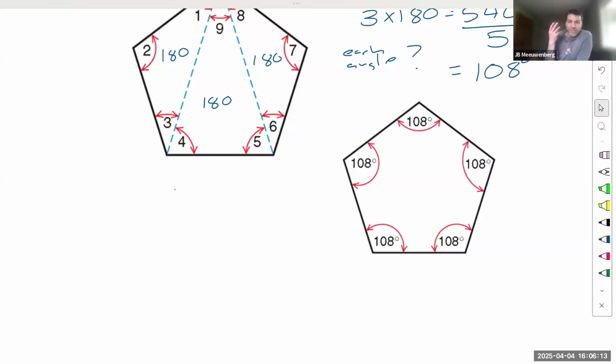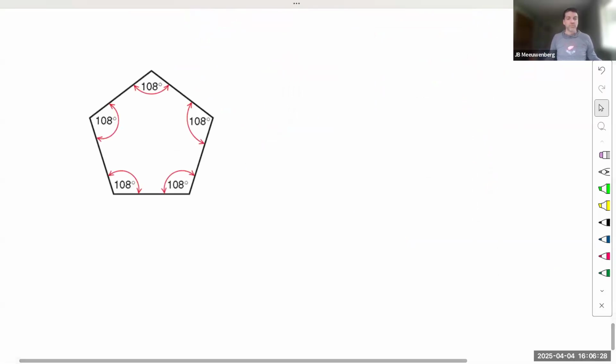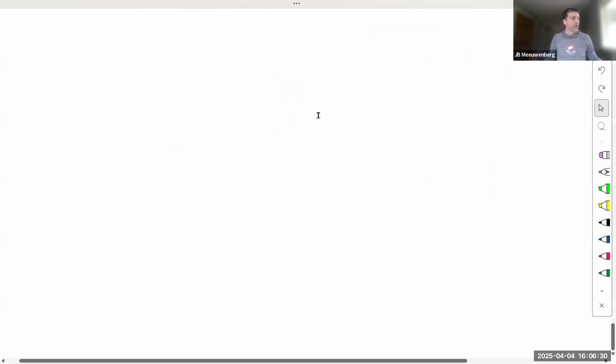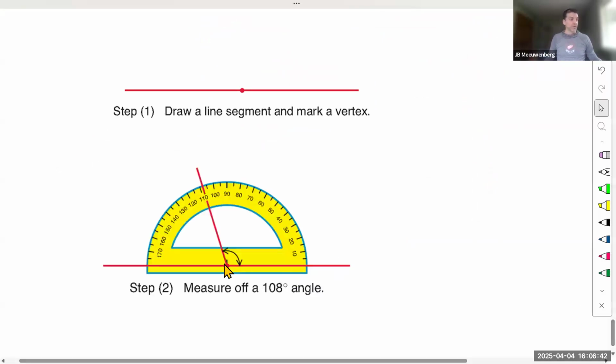And so once you calculate that, you can use your protractor. We talked about that in the previous video. You can use your protractor to actually draw a regular pentagon. So what would that look like? Step one, first thing you're going to do is draw a straight line and mark a vertex, a starting point. Then you will grab your protractor and place the center of it, the hole, right on that vertex. You will mark off your 108 degrees right there. So you're going to find that 108-degree angle.